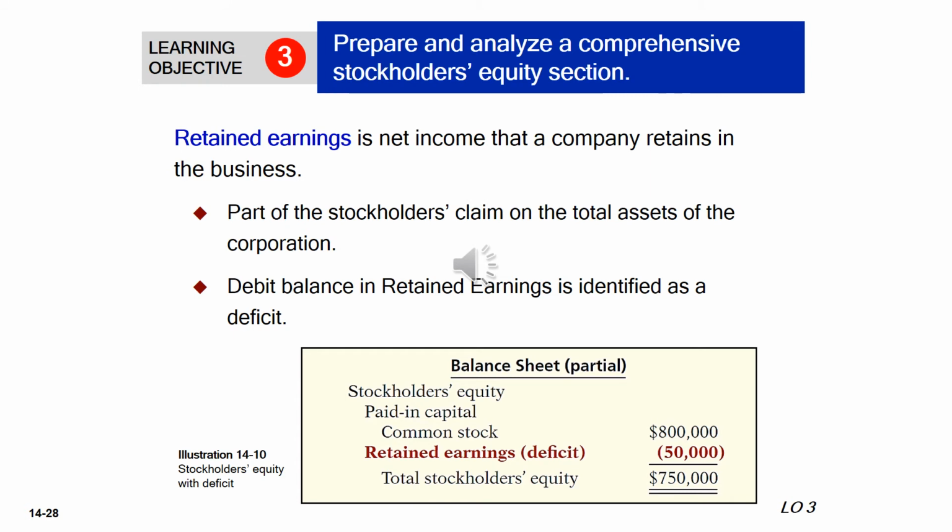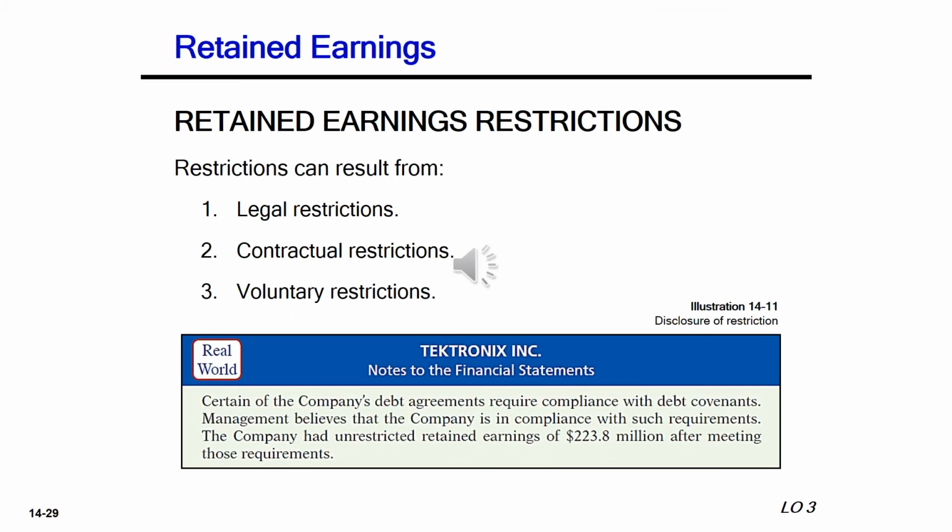The retained earnings represent a part of the stockholders' claim on the total assets of the corporation. And if we look at the example that we have here, where we have a retained earnings deficit, this will represent a debit balance in retained earnings. So this debit balance to retained earnings is identified as a deficit in this account. Retained earnings may have some restrictions. These restrictions may result from some legal framework, some contractual restrictions, or voluntary restrictions.